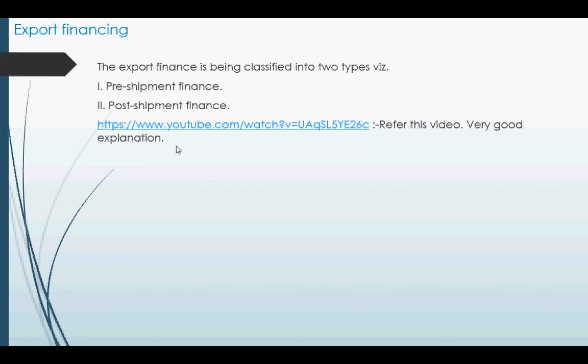Post-shipment finance. Usually, after exporting the goods, the exporter is in need of money, in need of funds, in need of cash, because as soon as the export of goods takes place, immediately he may not be able to get the finance or payment. So therefore there is a need of finance at the post-shipment stage.